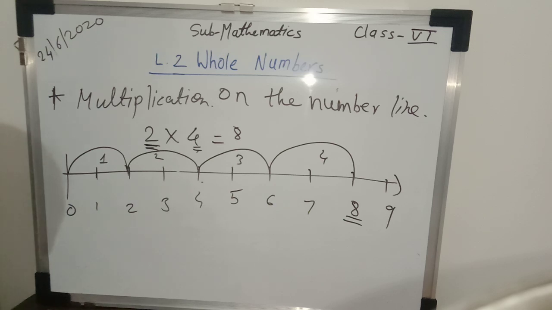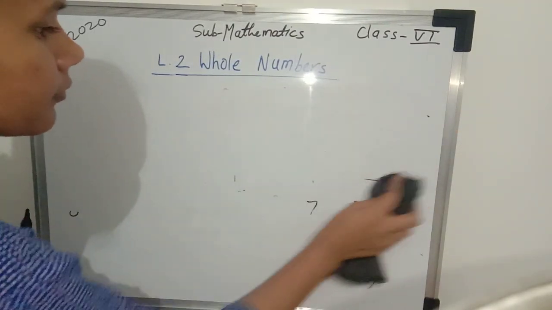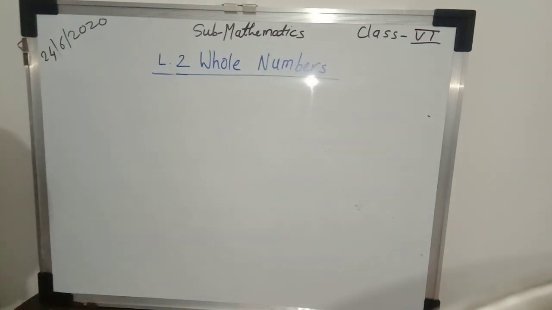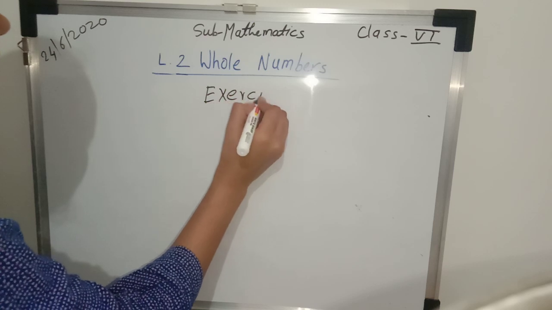Here we have seen how to do the addition, subtraction and multiplication on the number line. Now let's start to solve exercise number 1, where all the questions are based on what we have learned right now. So let's start to solve it. Exercise 2.1.